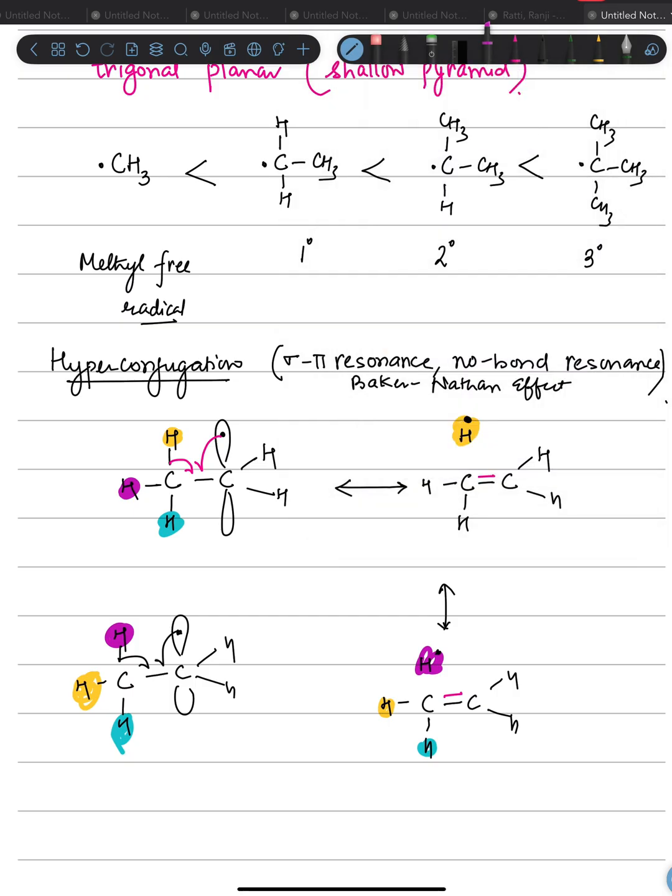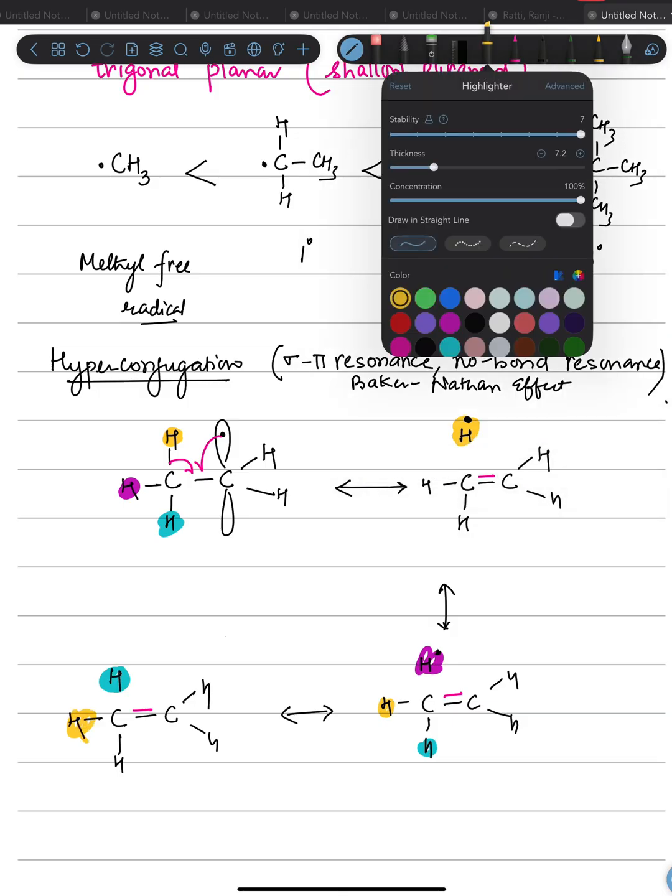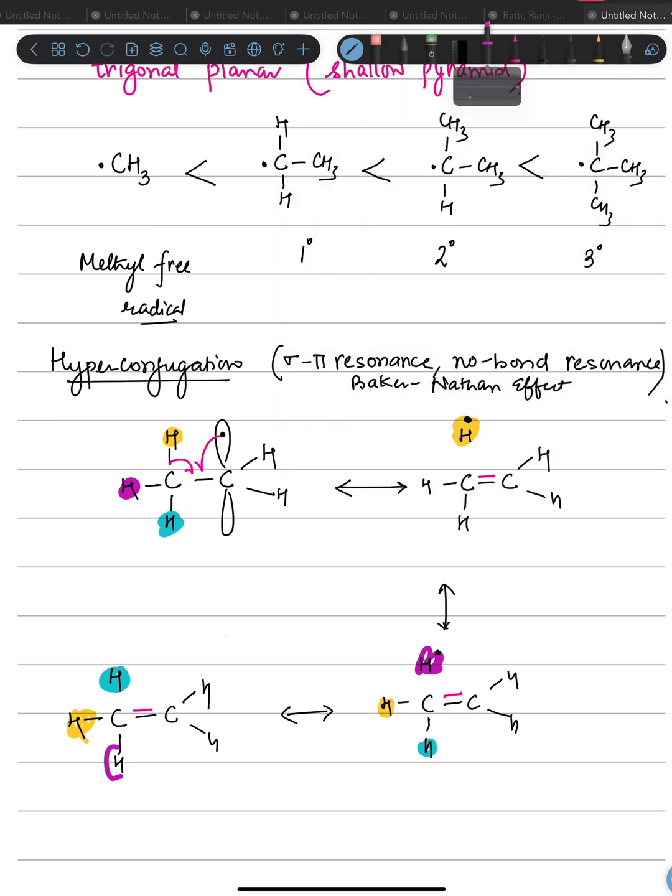The other resonating structure is possible with the blue one. Fine. So I would draw the third resonating structure when the blue hydrogen participates, although we cannot distinguish them, but we are drawing the different possibilities, right? So hydrogen, hydrogen, hydrogen, double bond here, and now the participating hydrogen is the blue one, and the rest of them are hydrogens with the yellow or with the pink one, right?